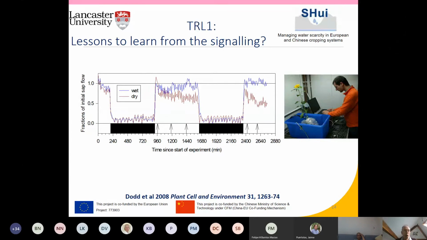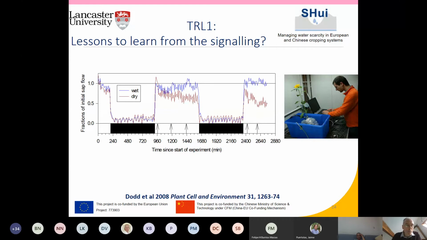And so I became captive when I learned that I was going back to Lancaster to do work on partial root zone drying. I became sort of obsessed by the idea of trying to understand how much signal was traveling from each part of the root system. And it took me a number of years to work out how to actually do this. And I'll show you the plant that allowed me to do this in the next slide.